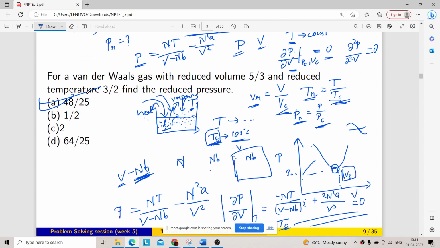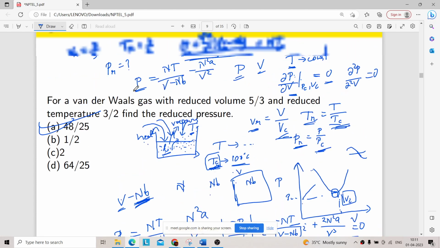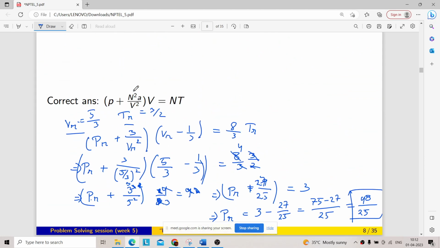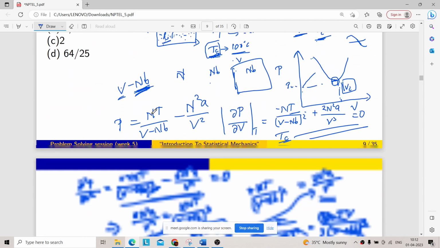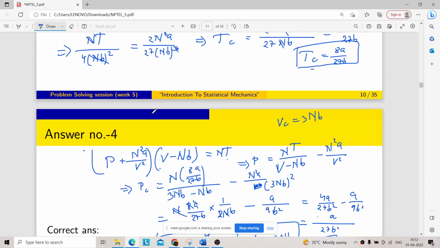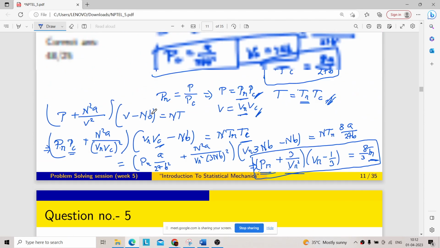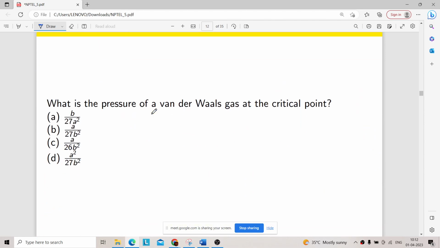As this is a tutorial, I just derived all of this. You don't have to do all of this. You just have to remember the reduced equation if you face this kind of problem in your exam, right? So this is the answer, 48 over 25.